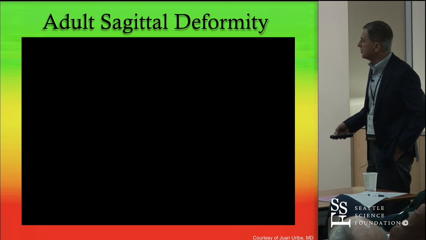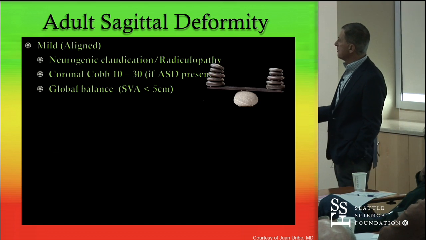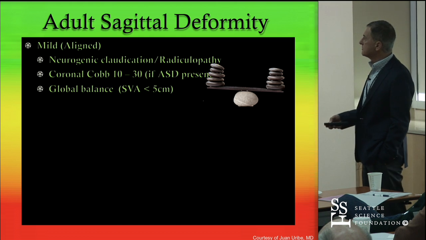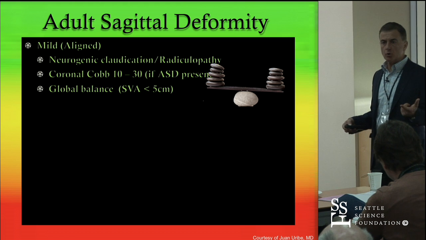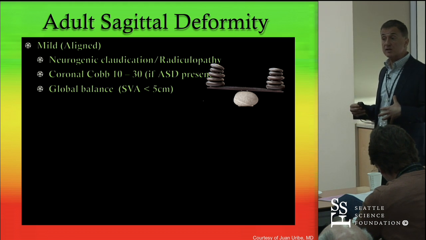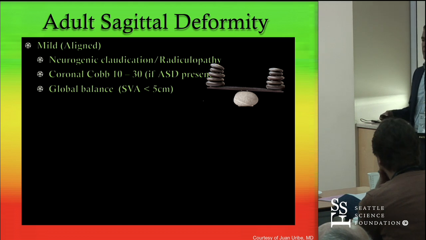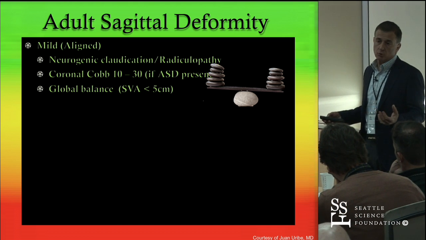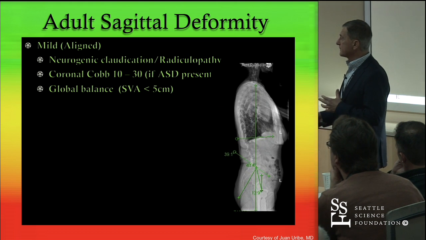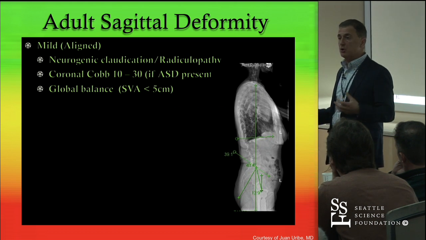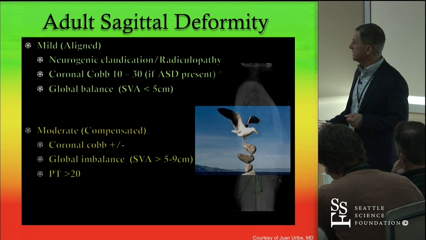This is courtesy of Dr. Uribe. He came up with a great system where you can classify these patients. So basically, he refers to well-aligned patients, meaning that you have a within normal SVA, within normal pelvic tilt, the patient is not compensating, and the patient is well-aligned. Those are going to be typically your degenerative patients with or without neurogenic claudication or radicular symptoms. You're going to address those appropriately. You're going to take care of their objectives, but you don't have to do a major realignment procedure.